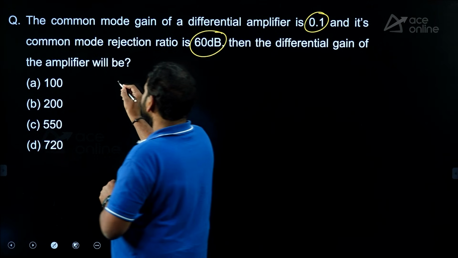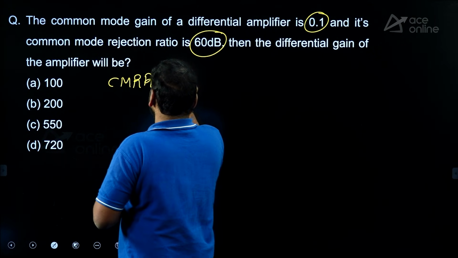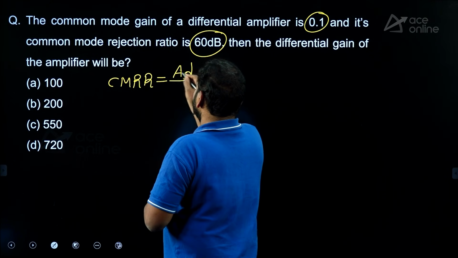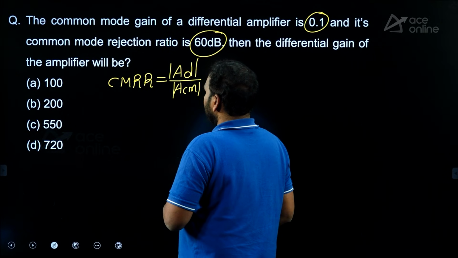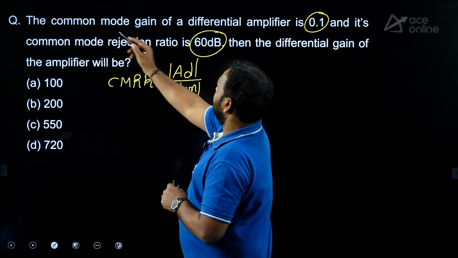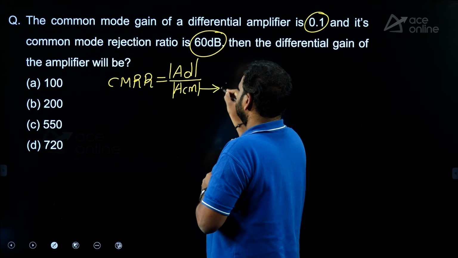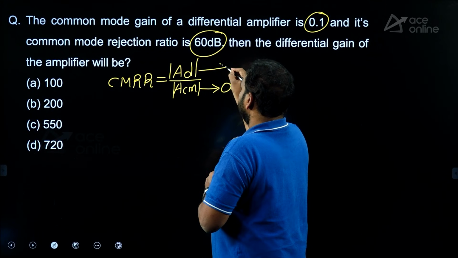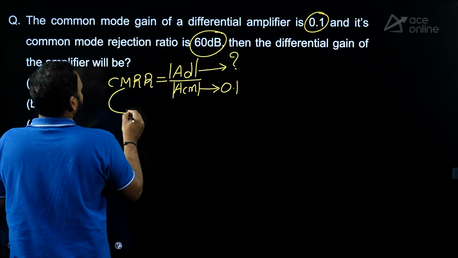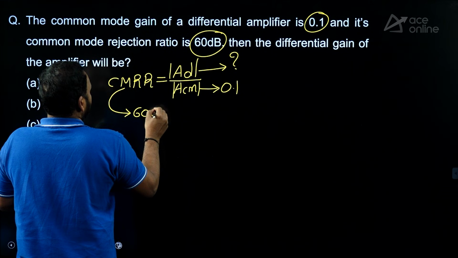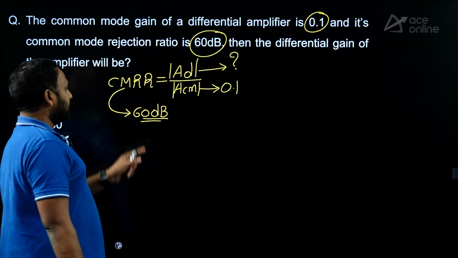So, the common mode rejection ratio, CMRR, is equal to differential gain by common mode gain. You know this, right? And he has given the common mode gain value as 0.1. You need to find the differential gain at 60 dB of CMRR. Convert these 60 decibels into a number, given in decibels, okay? You will get 10 to the power of 3.